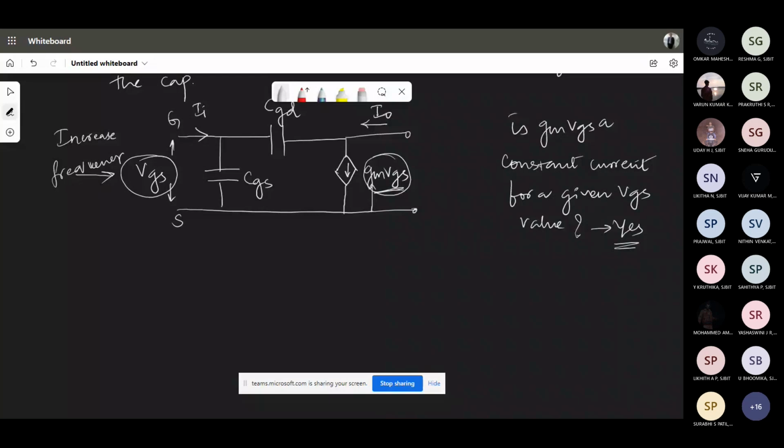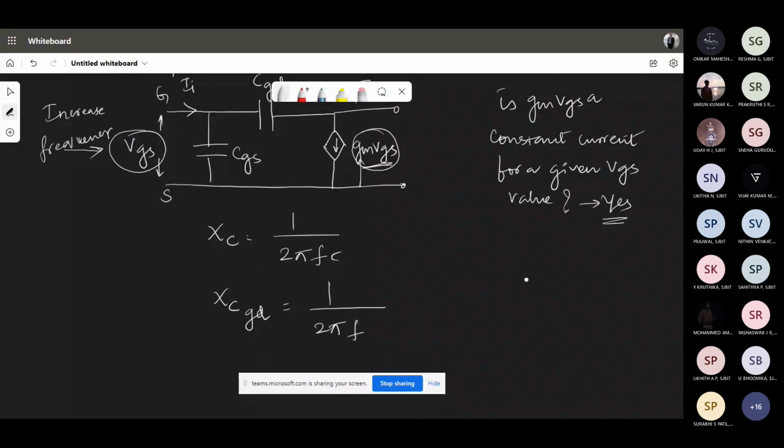Capacitances are there. You know what the effect on the capacitance is with the change in frequency? I'll write this for your reference. What is going to happen to XCGD, let us say, which is equal to 1 divided by 2 pi F times CGD? Remember, this F is the input frequency. F is getting applied here.